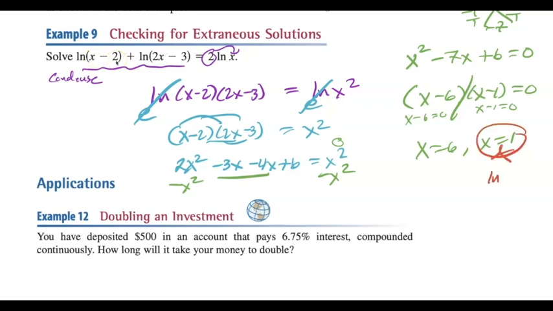1 does not work. When you plug it into this guy, you get 1 − 2, which gets you the natural log of negative 1. That's a non-real result. My answer is only x = 6.